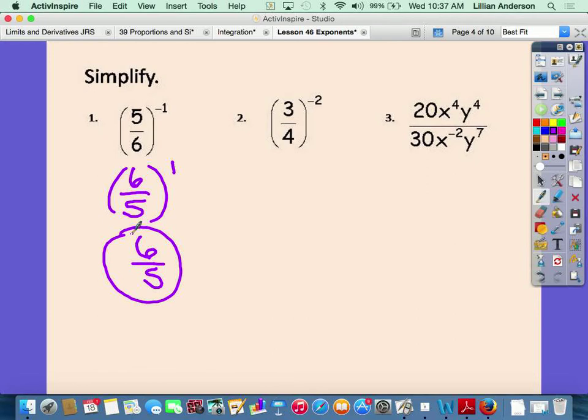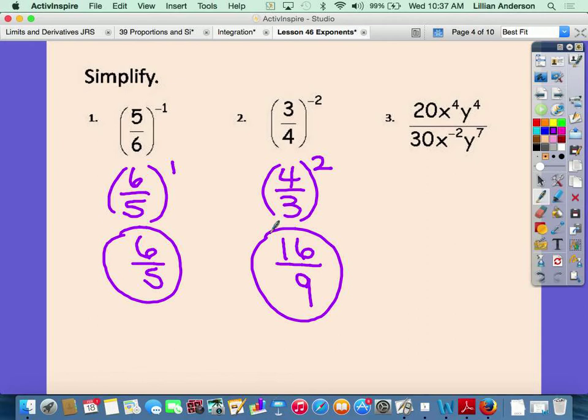Taking that same concept with number 2, the negative exponent means I have to do what to the 3/4? Flip it. So it's going to become 4/3, and that entire quantity is going to be squared. And you square the top and the bottom. Sound familiar? Okay. Square both the numbers. If it's in a fraction and you have the parentheses on the outside, you do both parts. Very good.